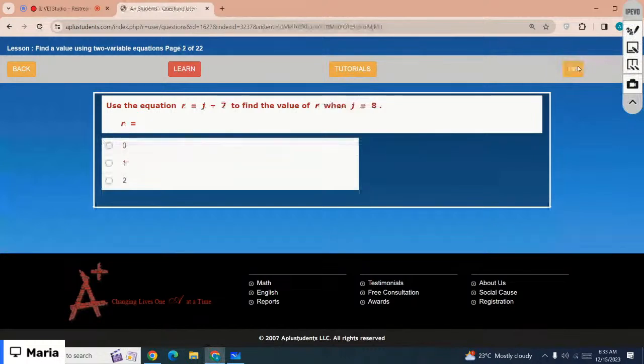The next one is use the equation r equals j minus 7 to find the value of r when j equals 8. So which is the correct option? The correct option is 8 minus 7 equals 1, right? Very good.